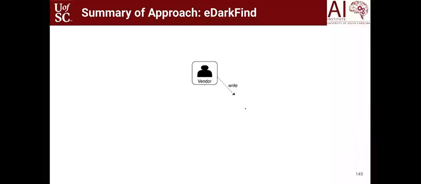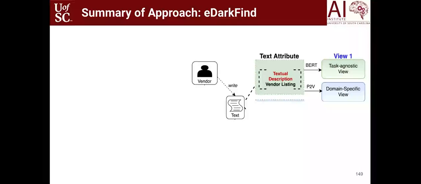Our first view is a task-agnostic view. As we know, the vendor writes some text, and by text, I mean their product description, their rating, or their terms and conditions are all included. For creating the first view, the task-agnostic view, we employed a BERT language model to generate the representation of the sentences appearing on the site associated with the vendor.